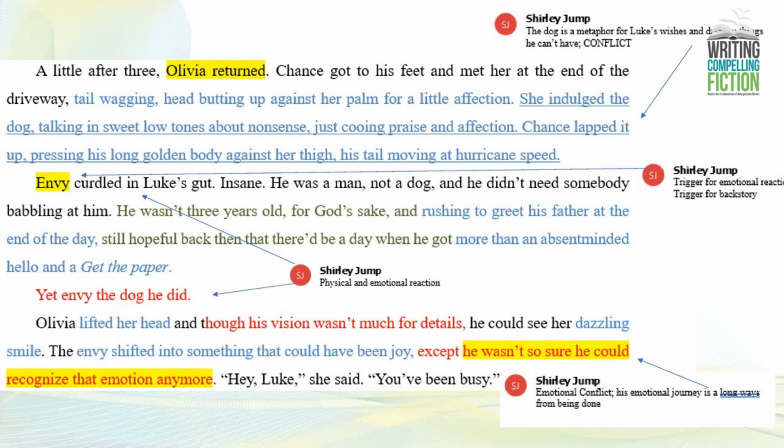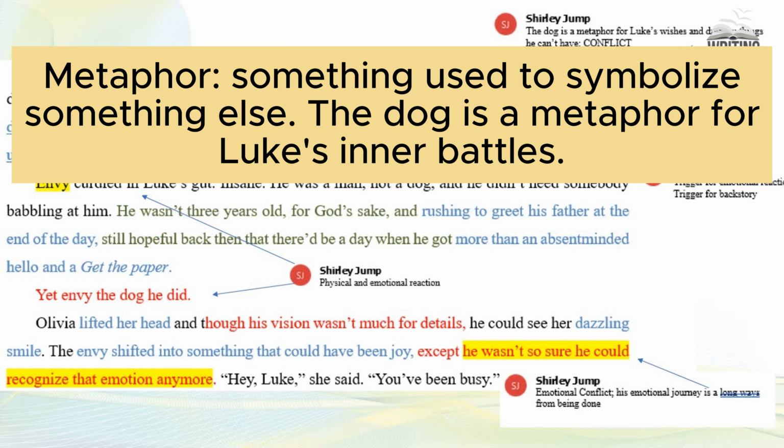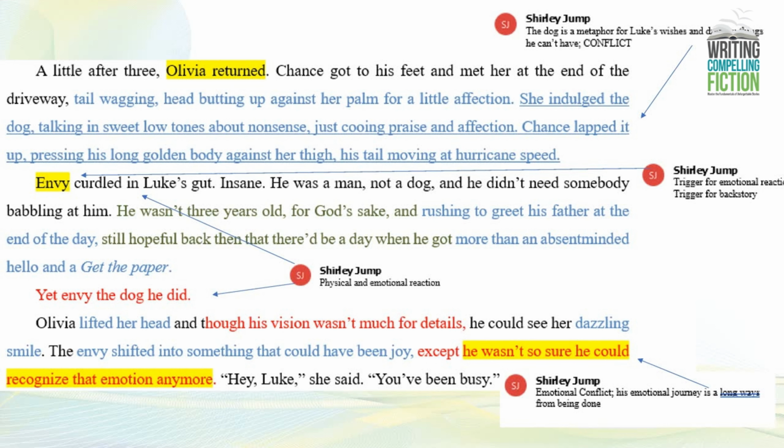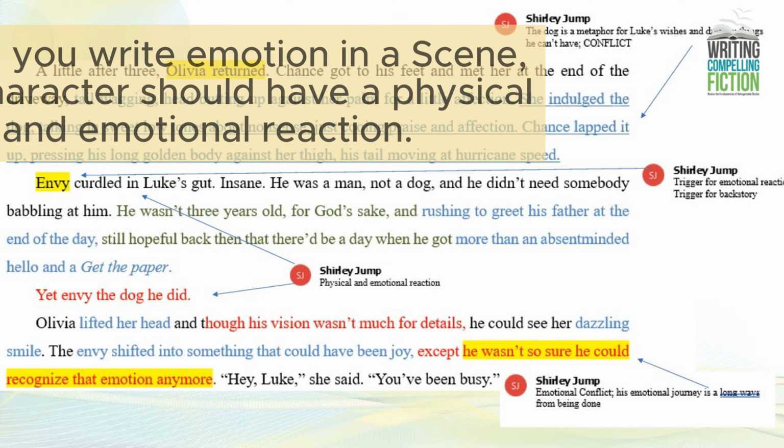So that is showing that the dog is loving this, which, anybody who's had a golden retriever knows that dogs are like that. That dog is a metaphor for what Luke wants. He watches this dog do everything that he can't do. And the dog is a stray who is damaged, who has been wounded. The dog is basically Luke in an animal form. And he watches the dog do this, and envy curdles in his gut.